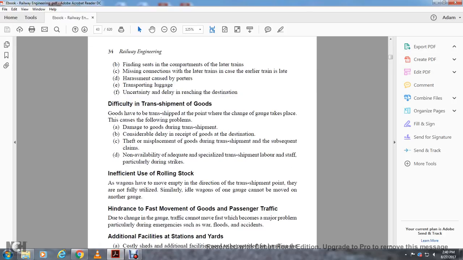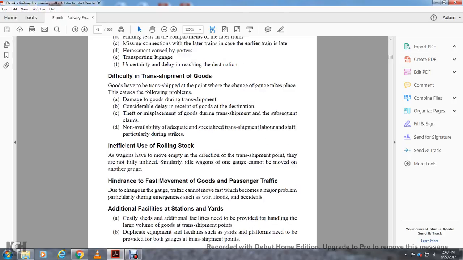Insufficient use of rolling stock. As wagons have to move empty in the direction of the transshipment point, they are not fully utilized. Similarly, an idle wagon of one gauge cannot be moved on another gauge. Hindrance to the fast movement of goods and passenger trains. Due to the change of gauge, traffic cannot move faster, which becomes a major problem particularly during emergencies such as wars, floods, and accidents.